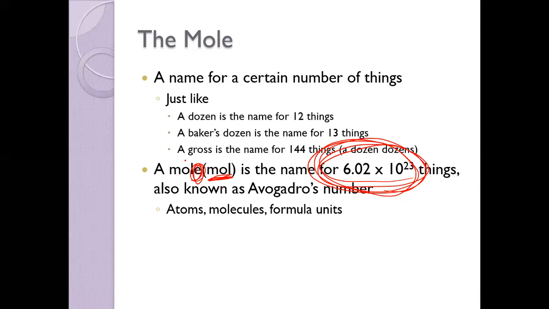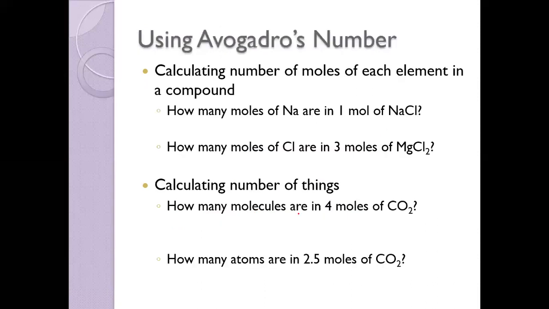For our purposes, we're going to talk about it in terms of atoms when we have a single element, molecules when we have compounds, and every once in a while you're going to see the term formula unit. That's a fancy way of talking about molecules for only ionic compounds. So we can use Avogadro's number as a conversion factor to help us do some math.